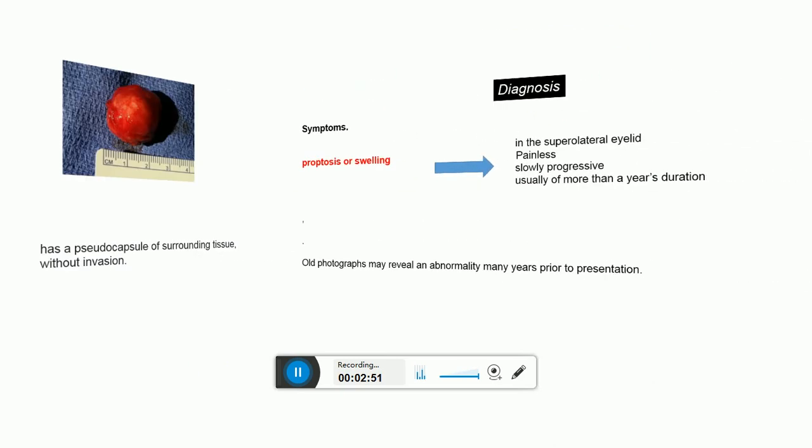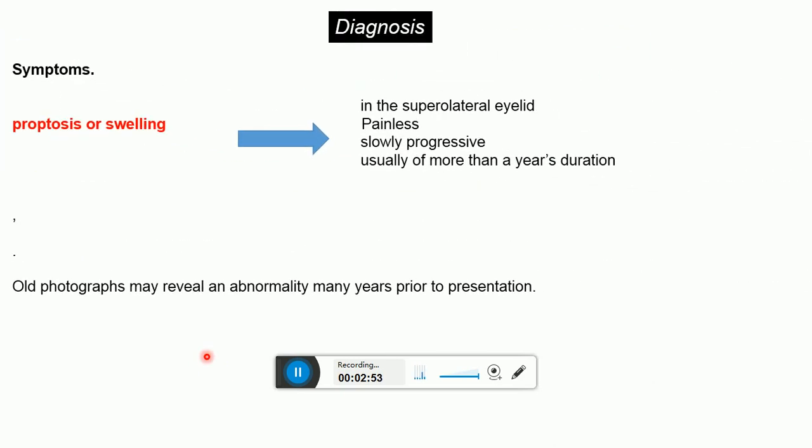Diagnosis, symptoms: it is a painless, slowly progressive proptosis or swelling in the superior lateral eyelid. It is usually of more than one year duration. So an old photograph may reveal an abnormality many years prior to presentation.